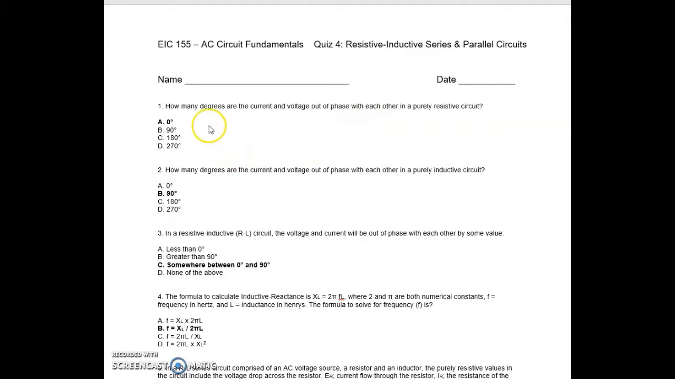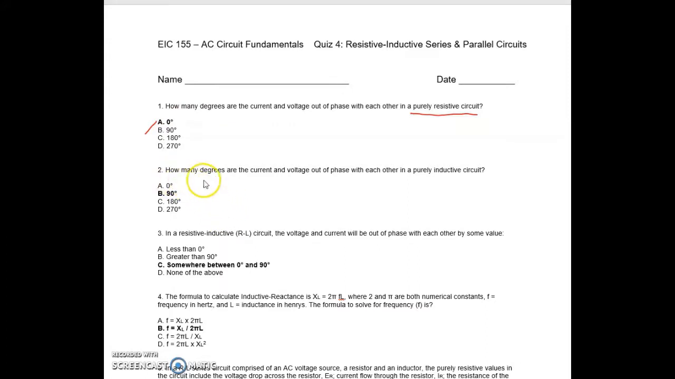For the series circuits, number 1, how many degrees are the current and voltage out of phase with each other in a purely resistive circuit? Current and voltage are in phase with each other in a purely resistive circuit, so the answer is A, or 0 degrees.